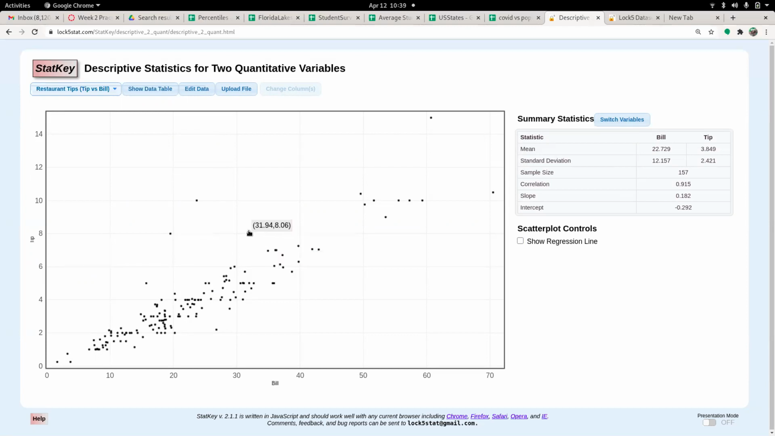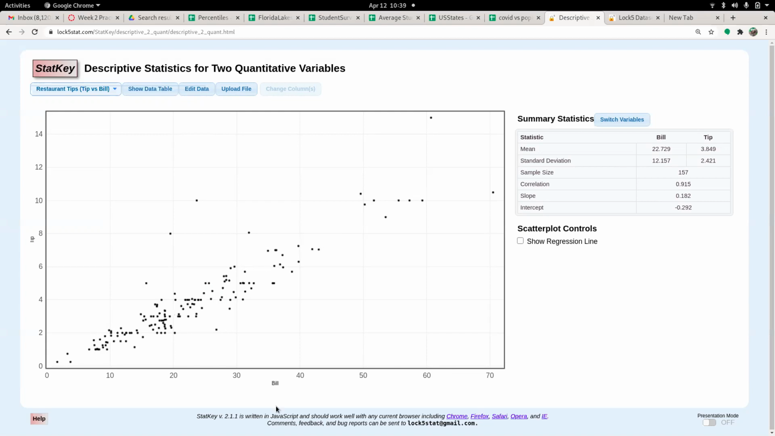Remember when we plot points, it's the X value first, that's the horizontal variable, Y value second. So here a bill of $31.94 led to a tip of $8.06. So that person was trying to make their bill a whole number of dollars, which I used to do, but it's kind of annoying for the restaurant or the person that's getting the tip. Anyway, another story.